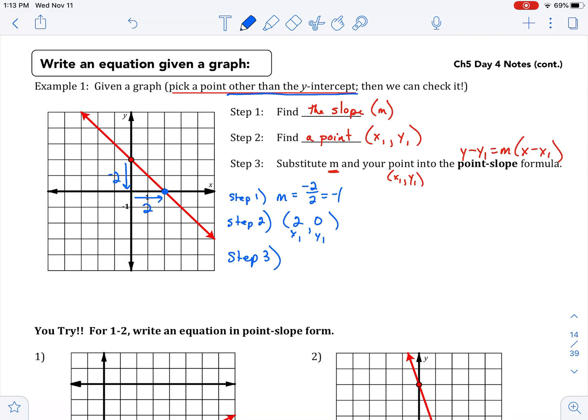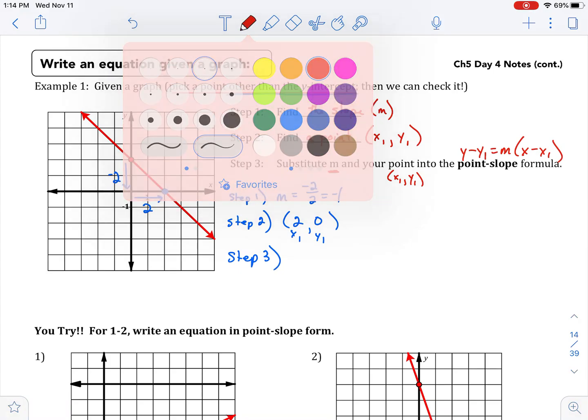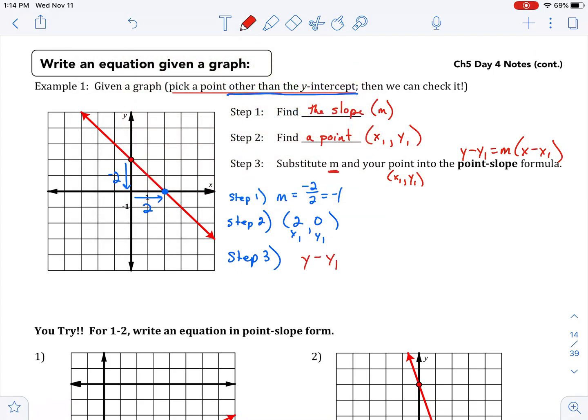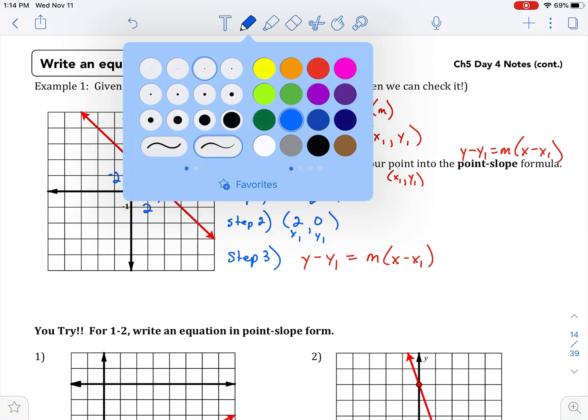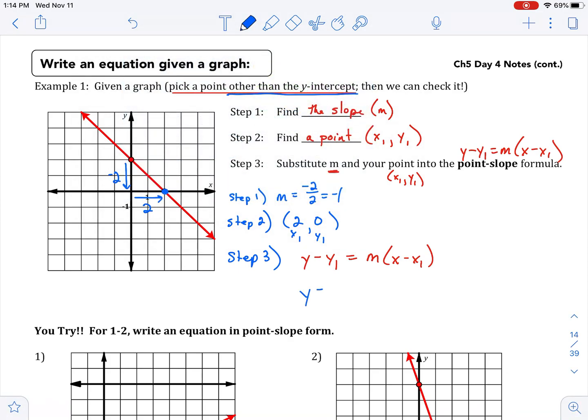Step 3, we are going to remind ourselves that if I want to write this in point slope form, it's y minus the y coordinate equals m times parentheses x minus the x coordinate. As we substitute these values in accordingly, this is y minus 0 equals negative 1 was my slope times parentheses x minus the x coordinate, which was 2.